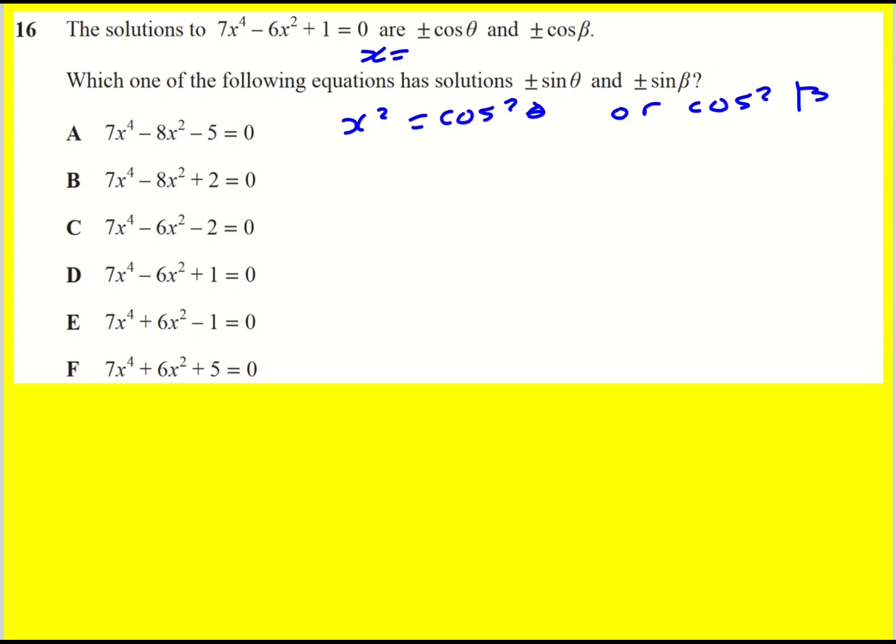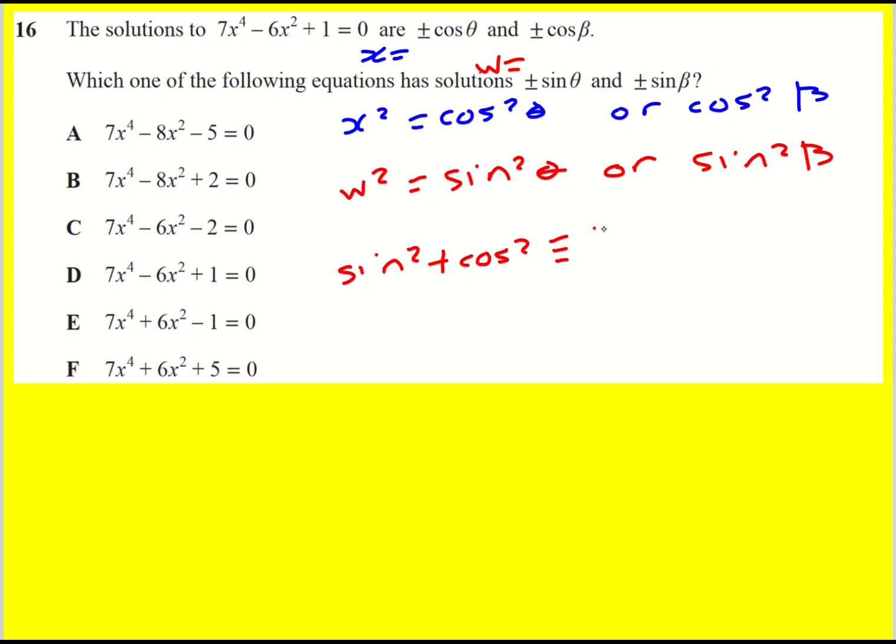Let me introduce a new unknown. I'm going to call it w, and that is my plus or minus sine theta or plus or minus sine beta. But then w squared is going to be sine squared theta or sine squared beta. And I can relate these together because sine squared plus cos squared is identical to 1. So therefore, x squared is going to equal 1 minus w squared. That's the relationship between the two.